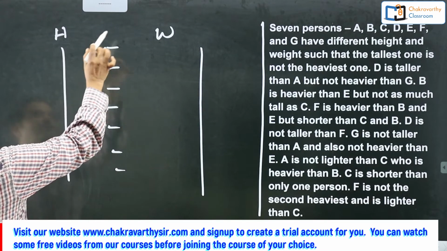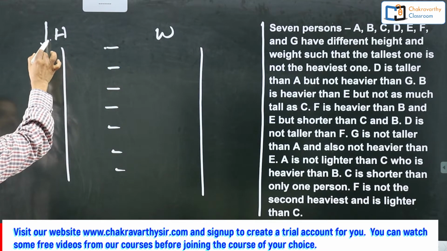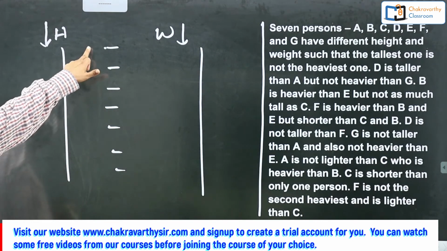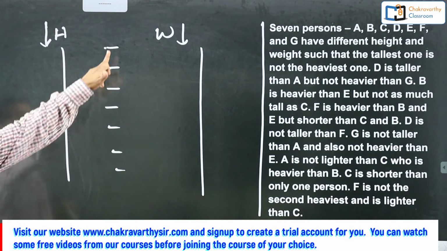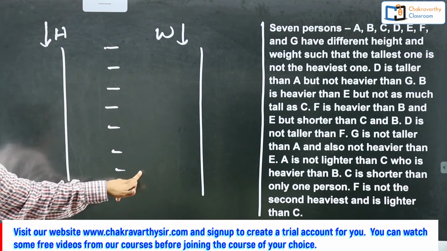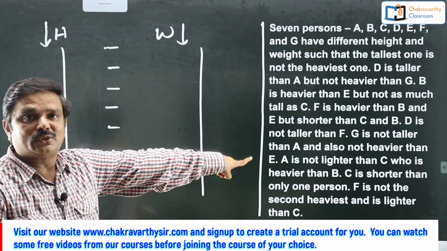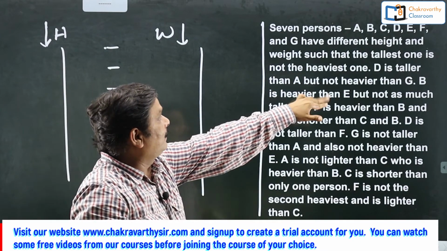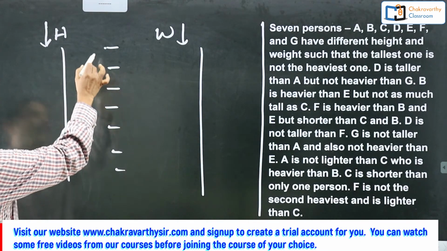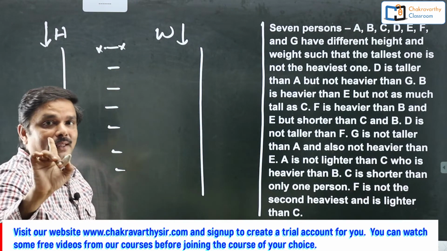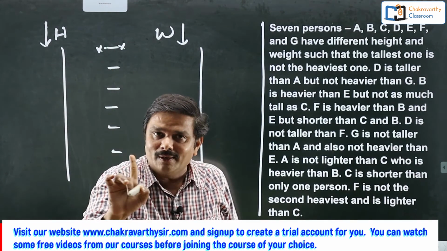Here. Always remember, height wise you have to take in this way, descending order, weight wise in this order. That means he is the tallest person, he is the shortest, he is the heaviest person, he is the lightest one in the descending order. Okay, the same technique I told you for the first question. Now they have given that the tallest one is not the heaviest one. This person and this person should not be the same.